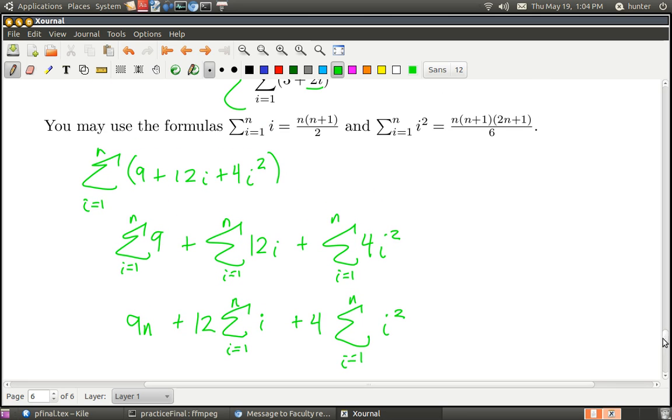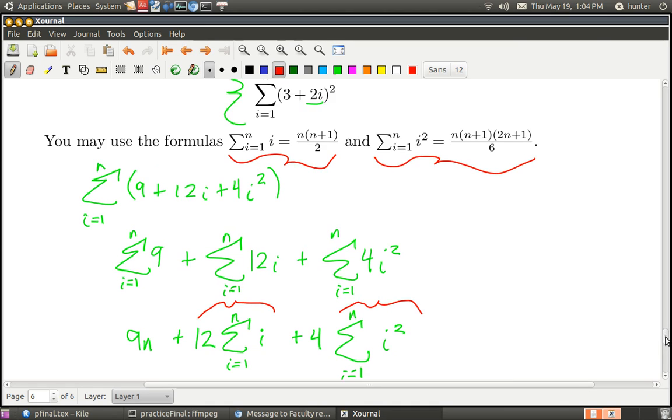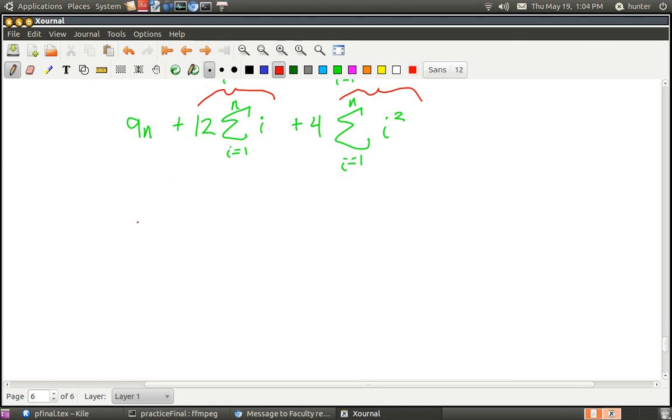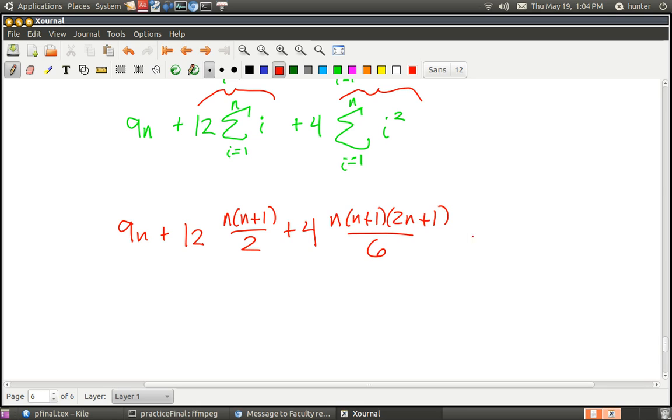And I'm in good shape because these last two things that I have left, here's i, but I have this nice closed form formula for what that is. And here's i squared, but I have a nice closed form formula for that too. So really now all I have to do at this point is plug those things in and I'll be done. So now I have 9n plus 12 times n times n plus 1 over 2, and I've got plus 4 times n times n plus 1 times 2n plus 1 over 6. And that is the answer. You could cancel these, but who cares? So, done.